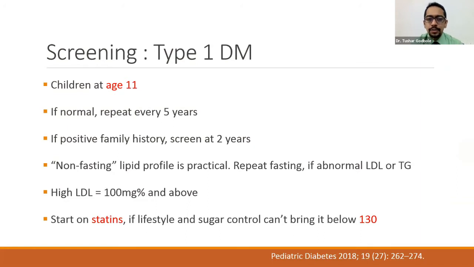In type 1 diabetic children, when do we screen? So earlier the recommendation was on the 10th birthday, but now we have on the 11th birthday or at the onset if the child is already above 11. If the lipid profile comes normal, then you will repeat it every 5 yearly. If there is a family history positive, then even before 11 years of age, you would be screening it.